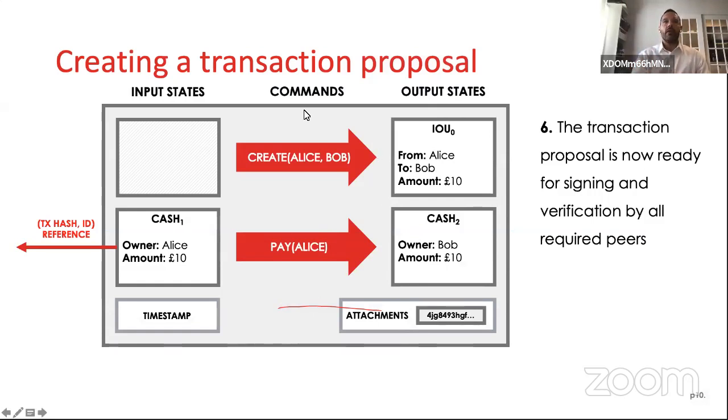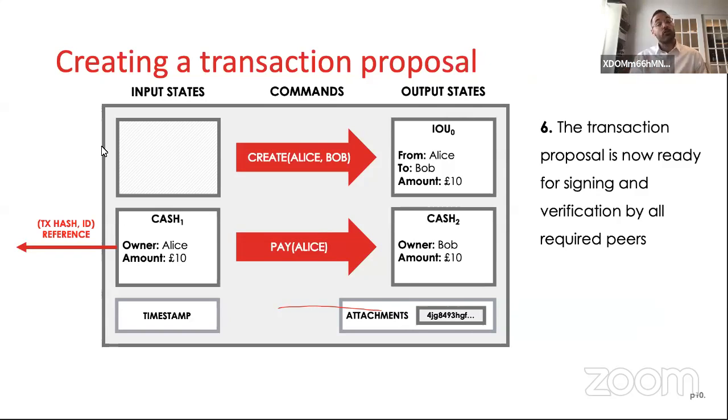So what you have here in the large gray box is what we call a transaction. And you can think of the transaction as an atomic unit of change. So the transaction can't be broken down. This transaction either runs and updates the ledger entirely or doesn't run at all. And the transaction is made of input states, commands, and output states.